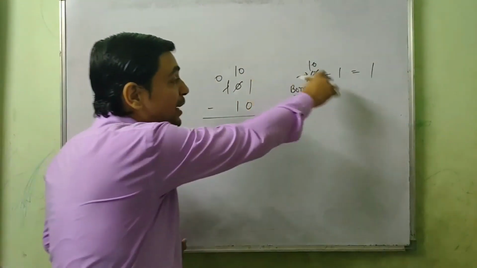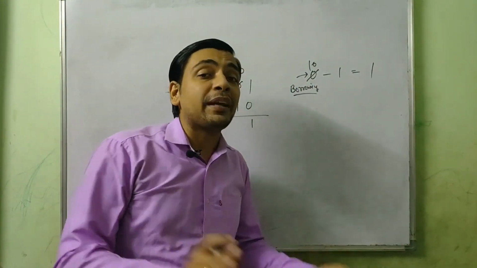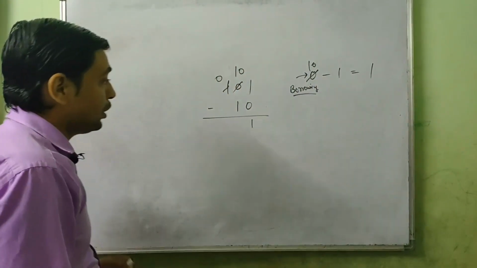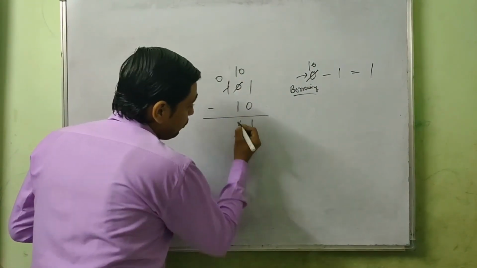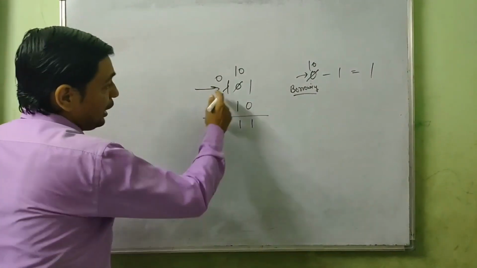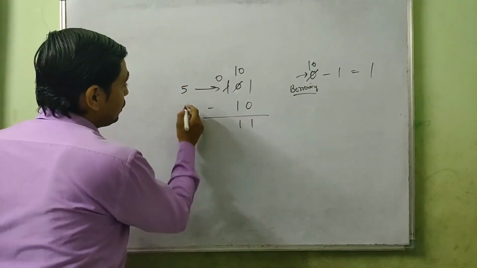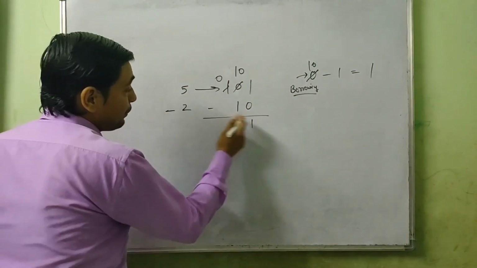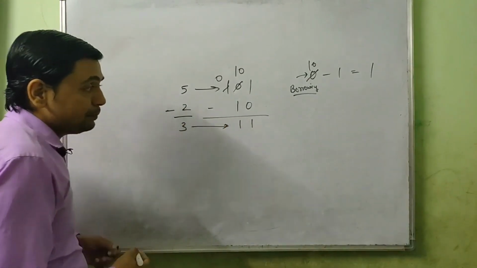Okay, so 0 minus 1 will result in 1 only if we are borrowing a value from the previous one. So it becomes 10 minus 1, which is 1. And you can check it with decimal values: decimal of 101 is 5, decimal of 10 is 2, and if you subtract 5 minus 2, what do you get? 3, which is actually decimal of 11.